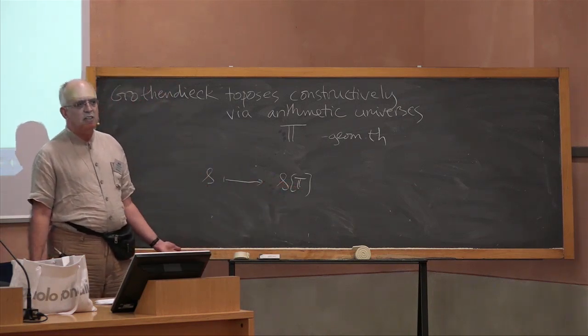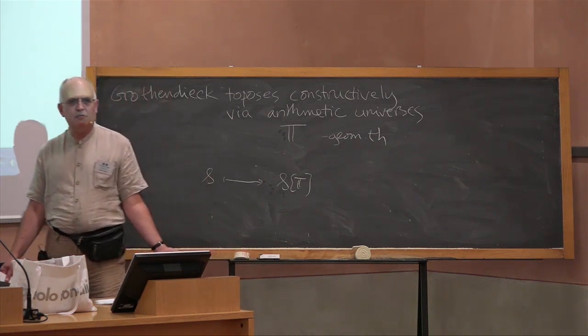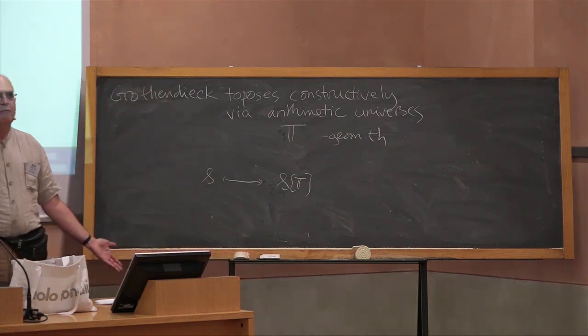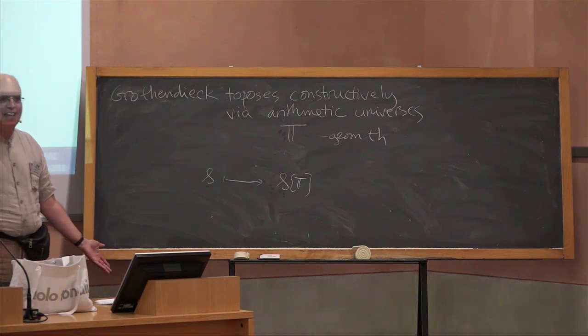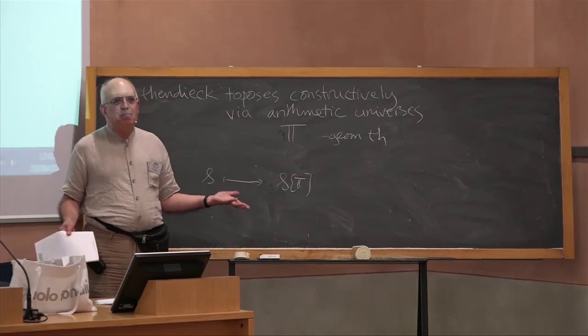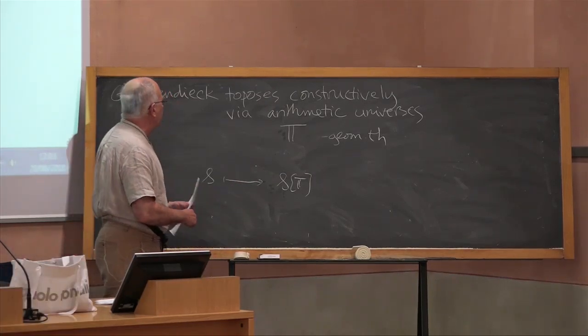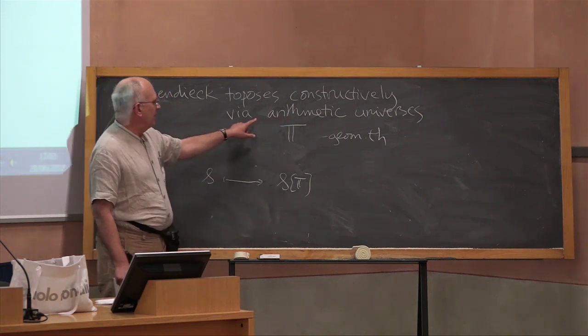So the question there is, well, what base topos do you use? You might say use your favorite base topos, but suppose you haven't got one, suppose you don't really care. Then what is, mathematically, the generalized space? So this is where the arithmetic universes come in.